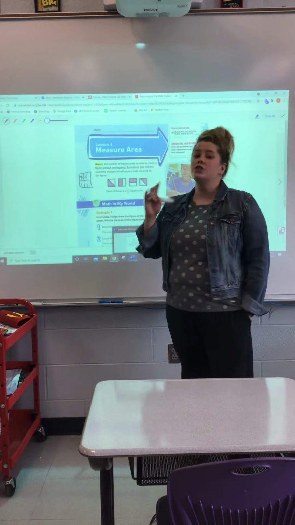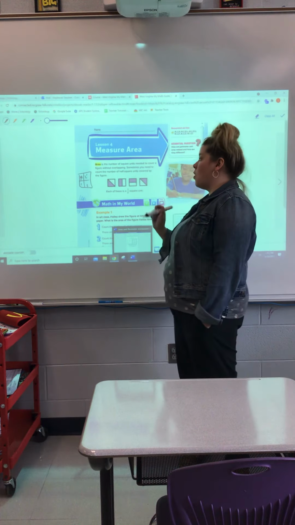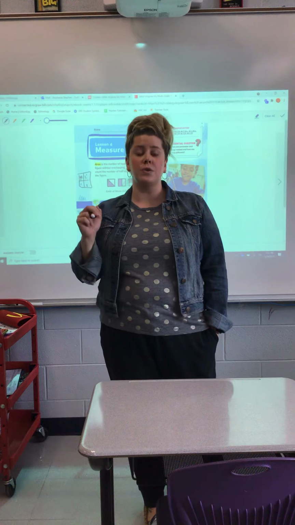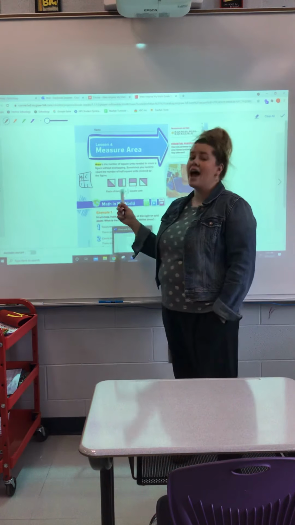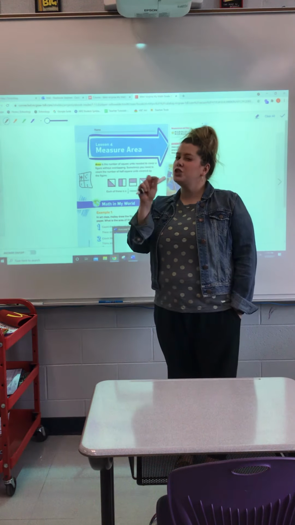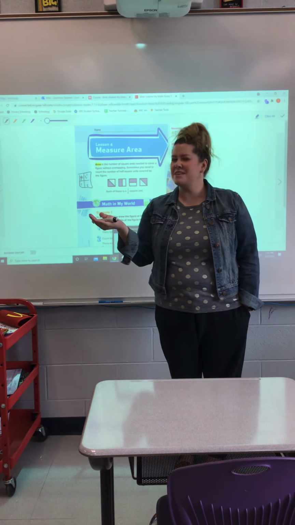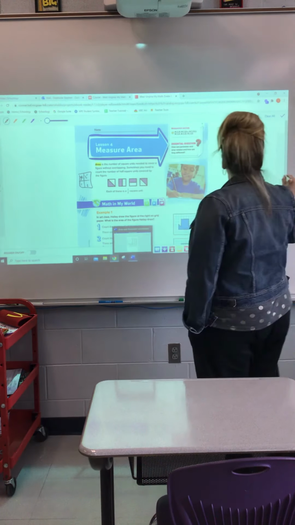Well, we know that 2 halves make 1 whole. So anytime that you're counting, you're going to start out by counting your whole squares, then count your half squares. And for every 2 halves, you add 1 to your whole. Does that sound crazy? Let's look at an example.